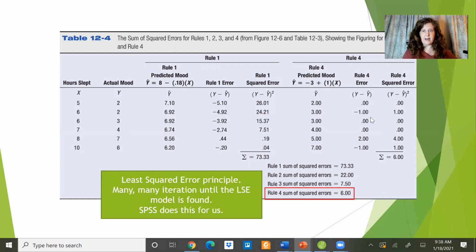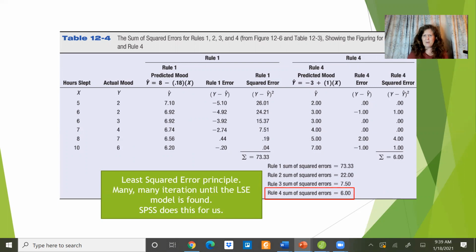So look at that error rate. If a 0 means perfect prediction, and then you square it to get rid of your positives and negatives. And what do you have for rule 4? Your error is 6. The sigma sign is the summed error. You want that value to be low. This process is known as the least squared error principle.